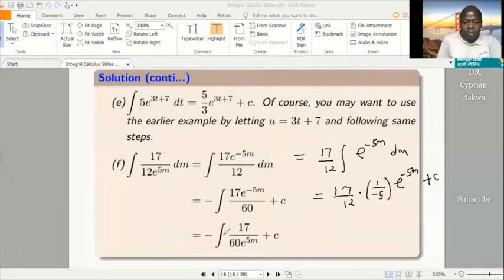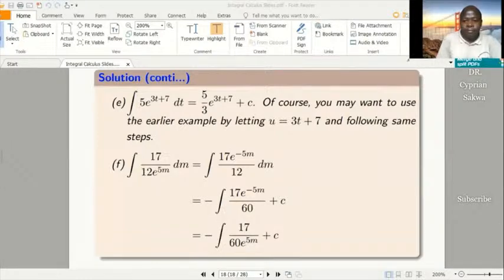Oh, I left this integral sign. This integral sign was supposed to disappear at this point. So it's supposed to be negative 17 out of 60, e raised to negative 5m plus the constant of integration. The same thing. If I want this to be positive, I take it to the denominator, and this is the answer. So my answer is, if I want it positive, 17 out of 60 e raised to 5m plus c. So again, remember that this integral sign is not supposed to be here. So let me look at another example.